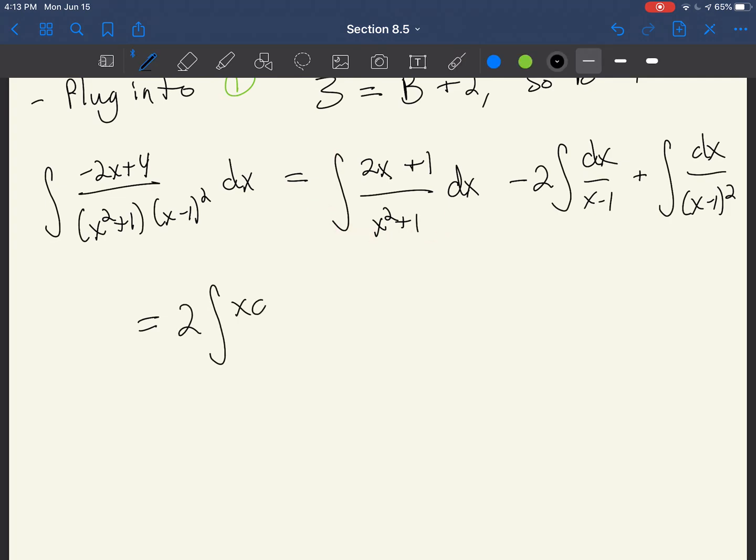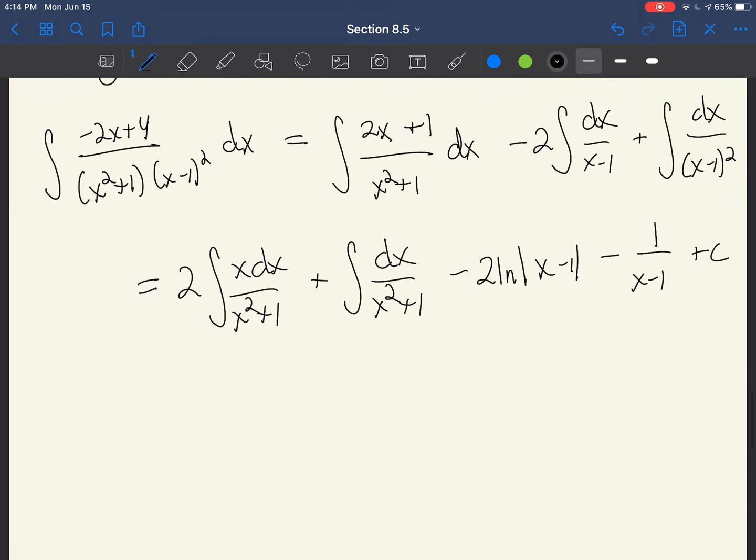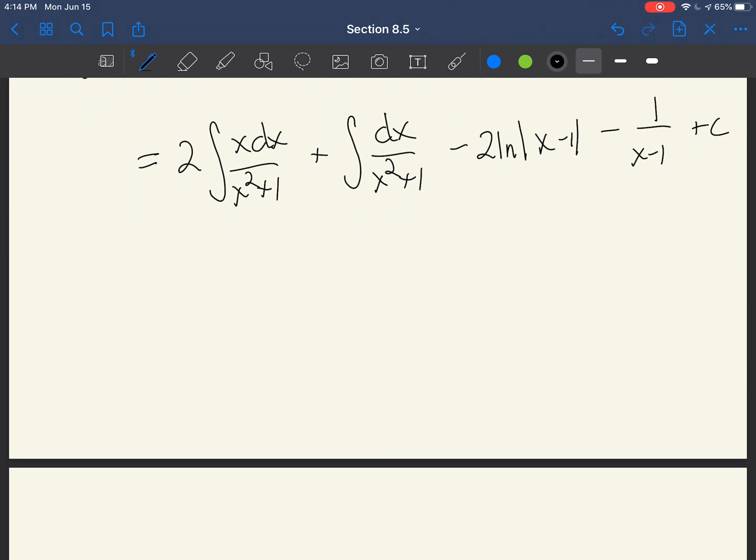Okay, break the first integral up even more. We get 2 times the integral of x over x squared plus 1 plus the integral of 1 over x squared plus 1 minus, go ahead and integrate the last two. That's minus 2 natural log absolute value of x minus 1 minus 1 over x minus 1, and we'll go and throw in a plus c.